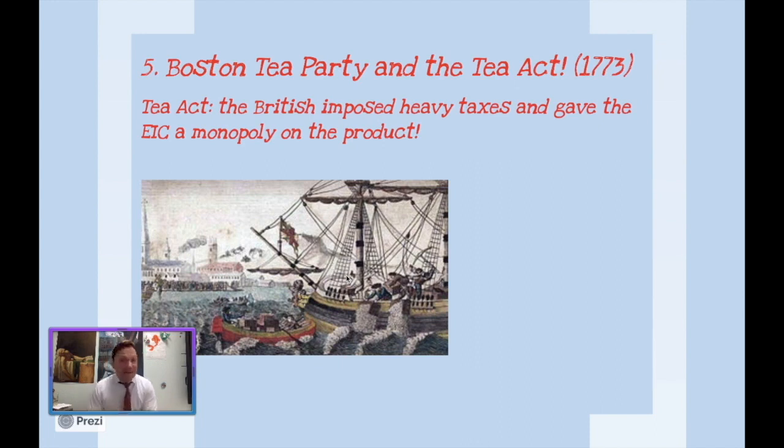The problem was, again, they were getting tea cheaper from the Dutch. Now, the tea wasn't as high quality, so actually it was worth more to buy the English tea, but the colonists are still like, look, but what if I have a bad month?